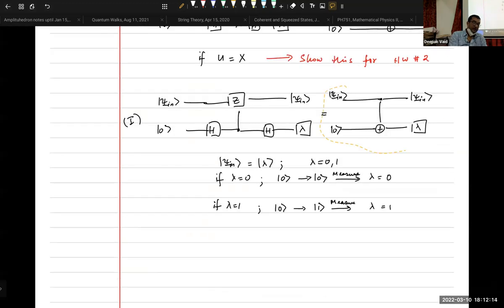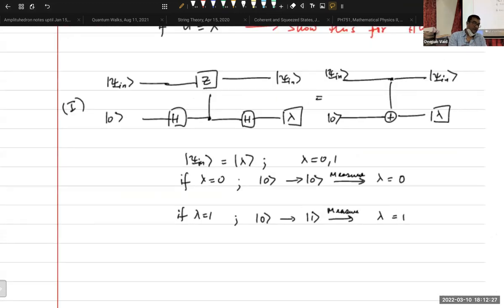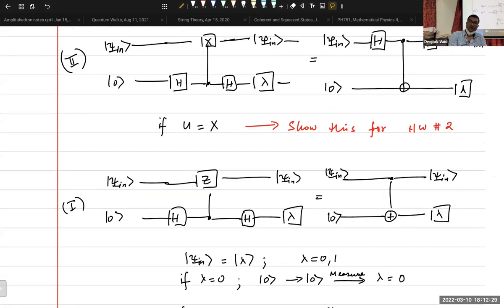And what is this circuit doing? It is measuring the Z operator. So that means this circuit has to correspond to the circuit with U given by Z, right? So that is proved.